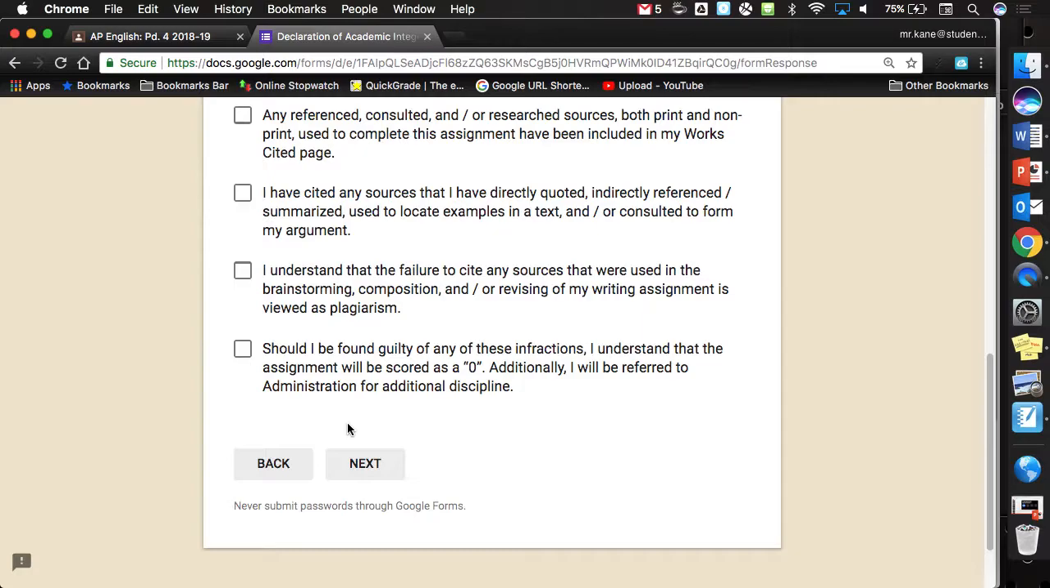The essay through Turnitin would be on Thursday, and then this and the peer editing papers that I collect from you, we'll be doing that on Friday. All right. Any questions about anything?